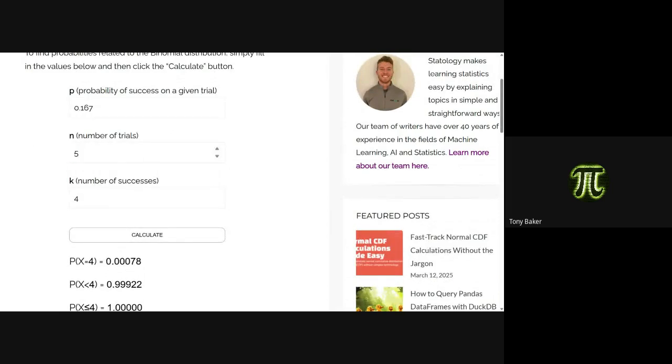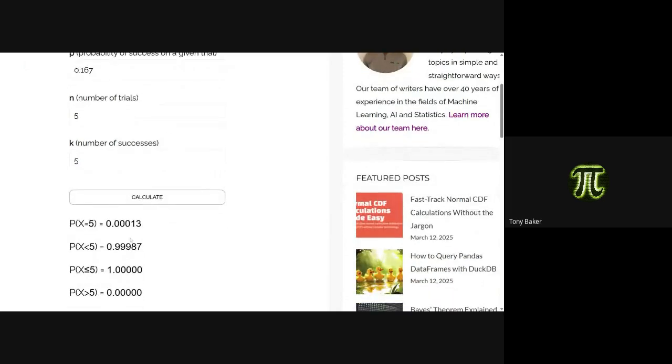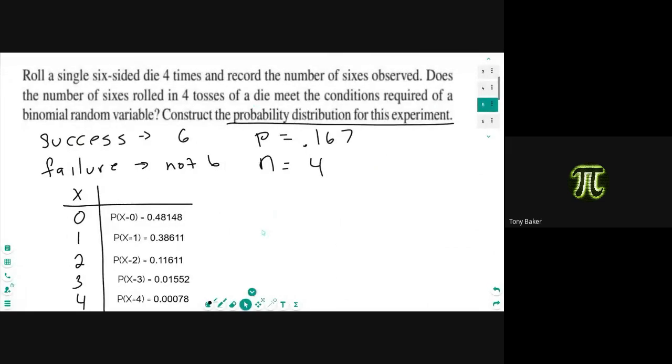Anybody ever play Yahtzee? So you roll 5 dice in Yahtzee, right? And if you want to get all of them in one shot, that's the probability of getting Yahtzee on your first roll. Not a very good chance of getting Yahtzee on your first roll. That's why you get 3 rolls. All right. So that's what my probability distribution is. It gives me the values of each of those broken down.